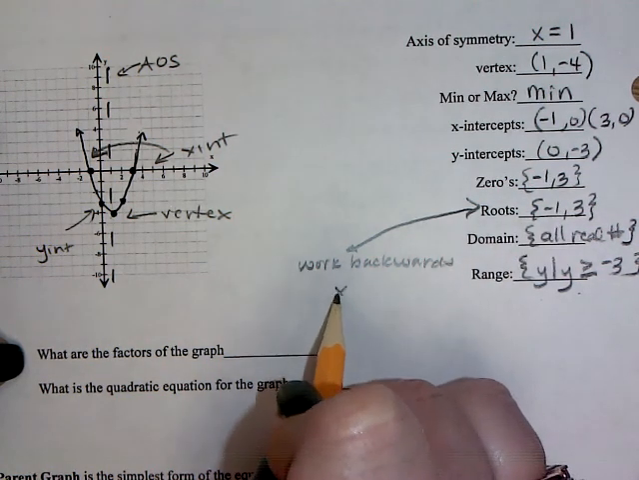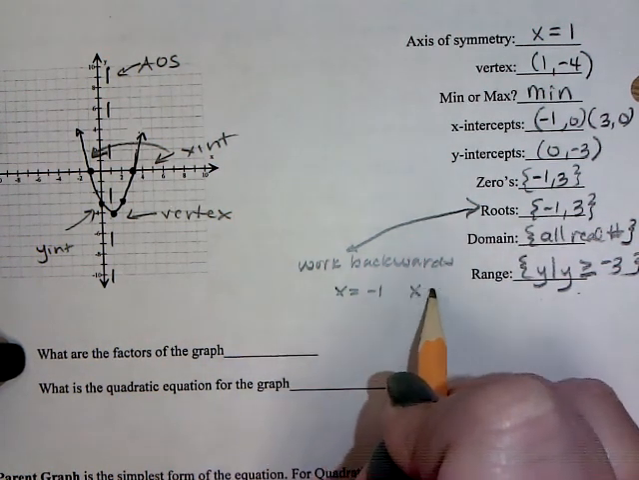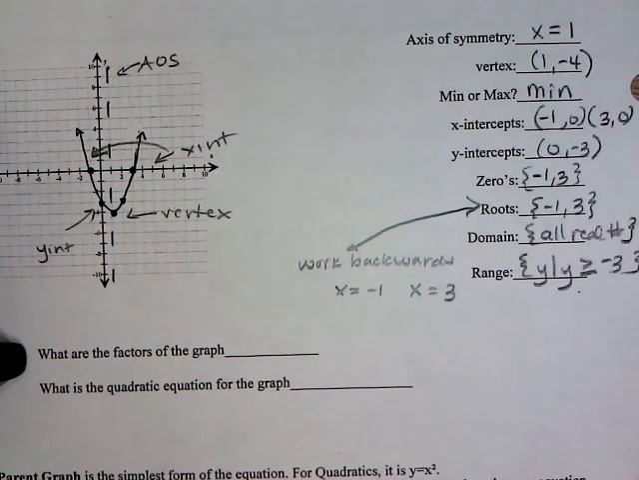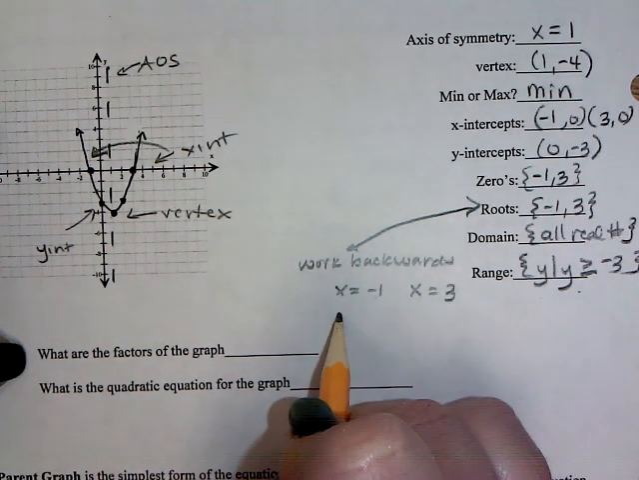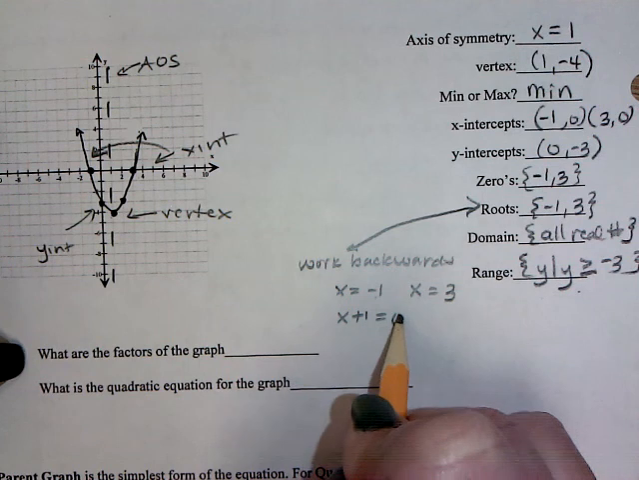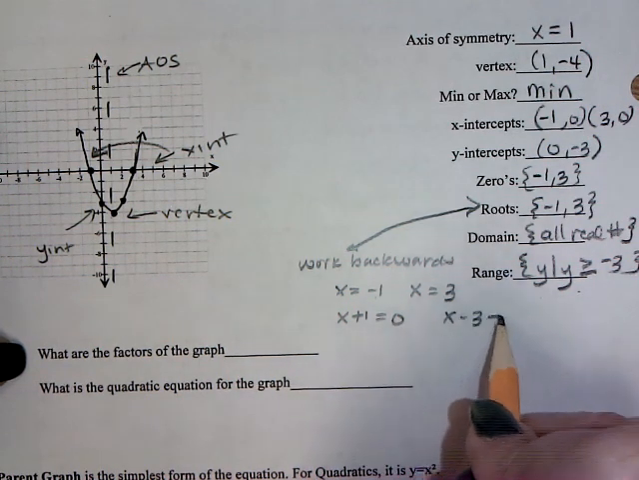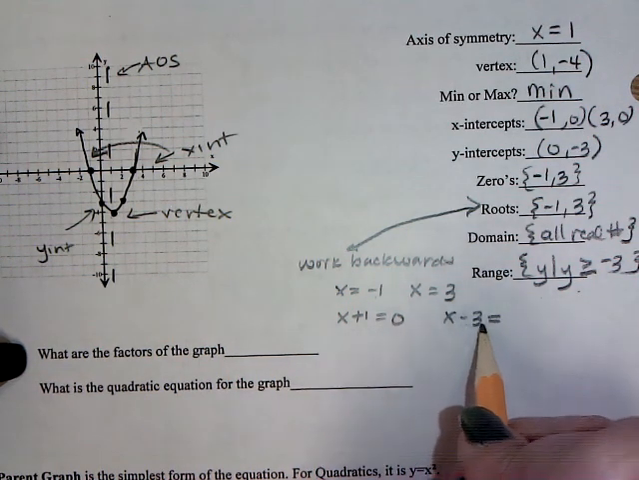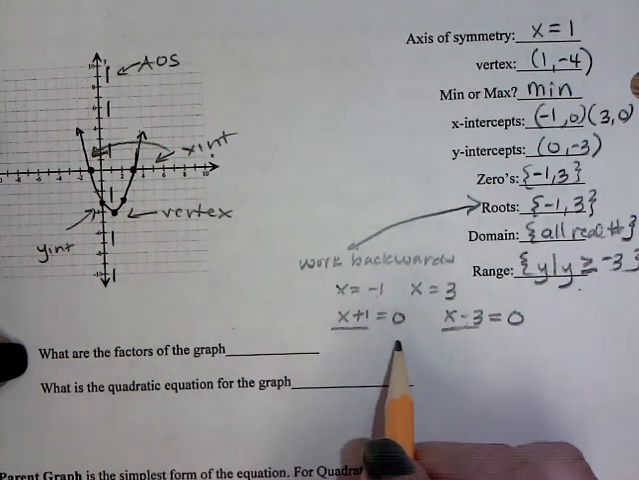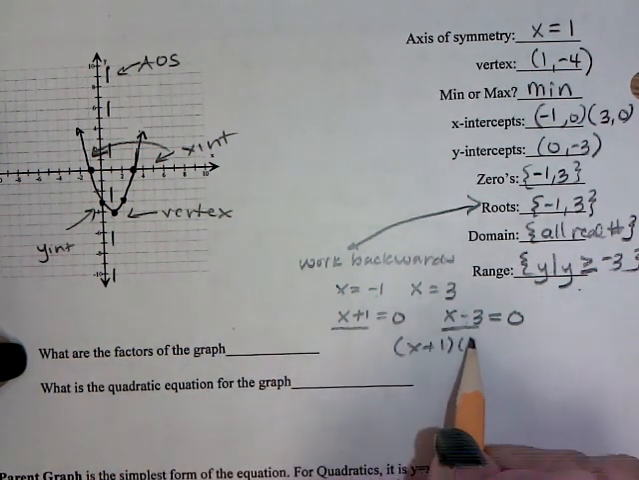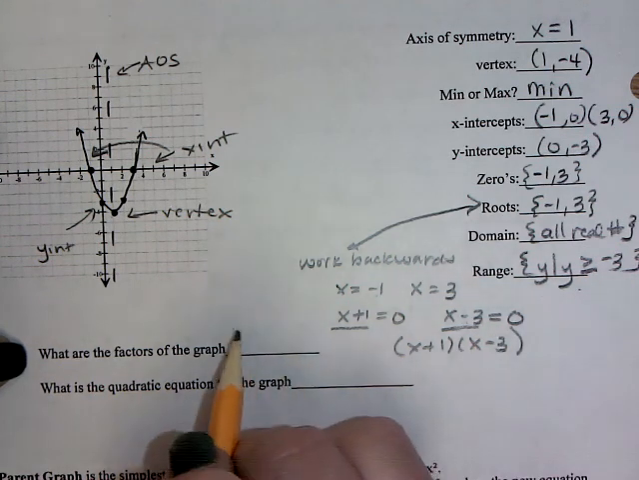My roots say that x was -1 and x is 3. To work backwards from that, well, what did I do to get -1 on the side? Well, this would have had to be x plus 1 equaling 0. This would have had to be an x minus 3 equaling 0. These are my factors that came together to make each equal to 0.